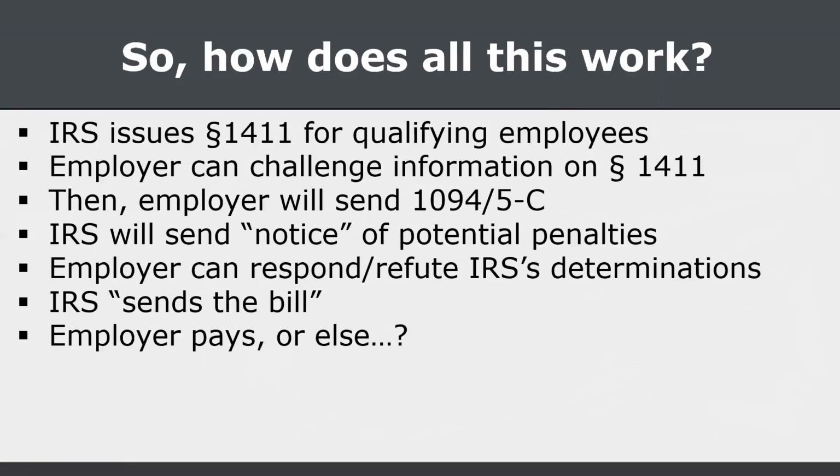Then they may send to your district a notice of potential tax penalty and say you didn't offer affordable insurance and this person went to the exchange, therefore you owe us a tax. At that point, you'll also have another chance to respond to the IRS and say, no, we don't owe a tax for this reason or that reason.